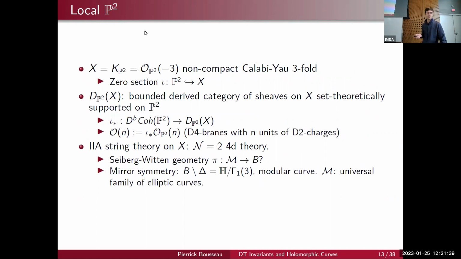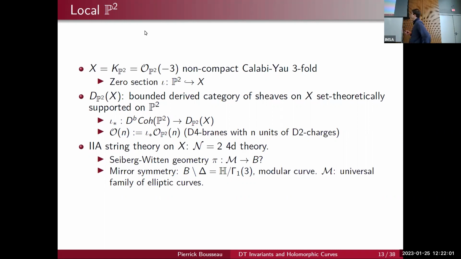Okay, so the precise setup I'm denoting by X: K_P2, the total space of the canonical line bundle O(-3) over P2. This is a nice example of a non-compact Calabi-Yau threefold. Inside it, you have the compact projective plane, P2, which is naturally embedded in X as the zero section.